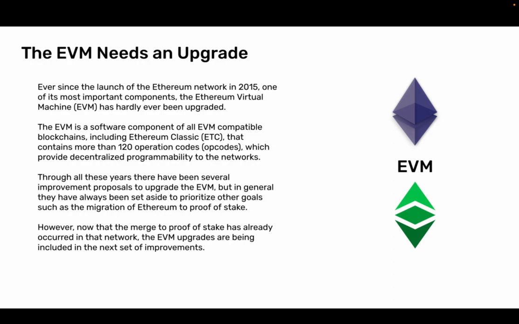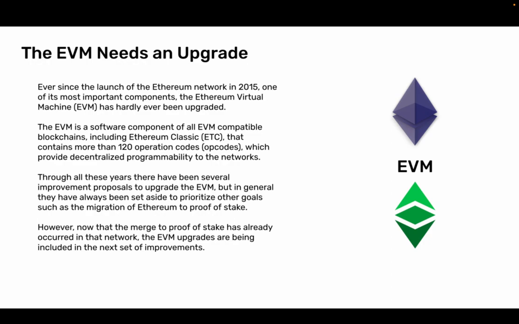Ever since the launch of the Ethereum network in 2015, one of its most important components, the Ethereum Virtual Machine, EVM, has hardly ever been upgraded. The EVM is a software component of all EVM-compatible blockchains, including Ethereum Classic, ETC, that contains more than 120 operation codes, opcodes, which provide decentralized programmability to the networks.